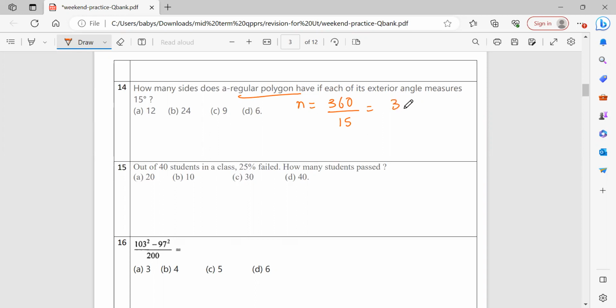So 36 into 10 by, you can say, 3 into 5. 5 ones are 5, 5 twos are 10, 3 ones are 3, 3 twos are 6, 12 twos are 24 sides. Okay, the polygon will have 24 sides. The correct option is B.